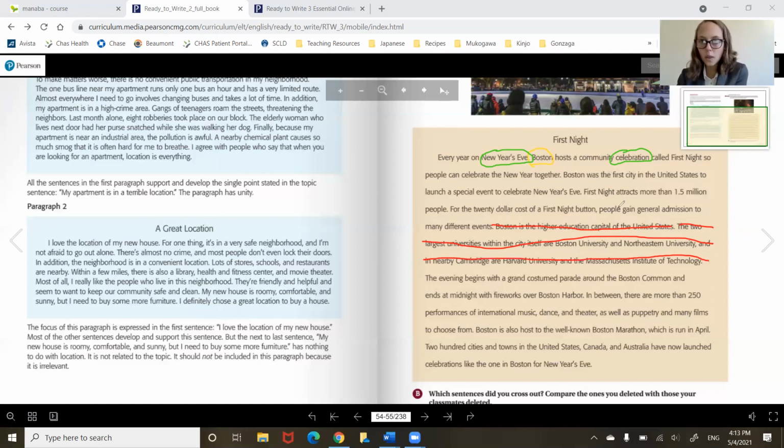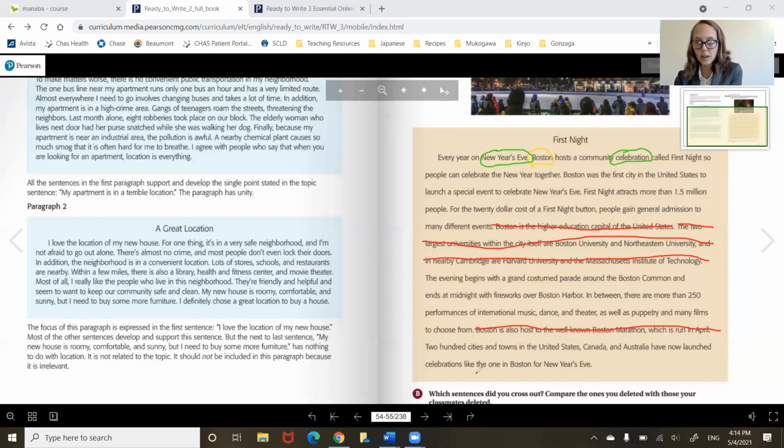Okay, so you can get general admission to many different events. The evening begins with a costume parade about the celebration. In between, there are more than 250 performances. Okay, Boston is also well known for the Boston Marathon. This is a run, a race that is not about New Year's. This is also why Boston is famous, but it's not about New Year's. So this does not go in this paragraph.